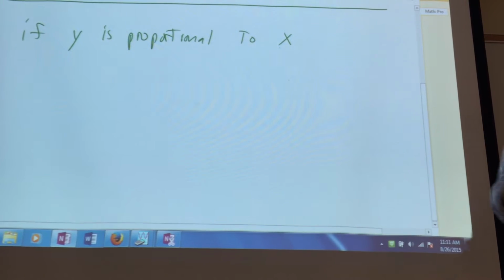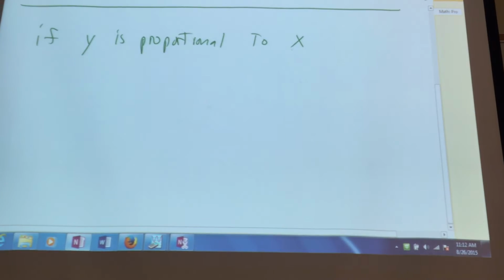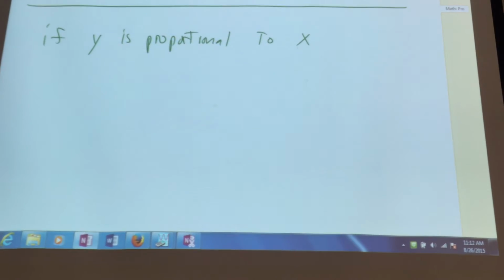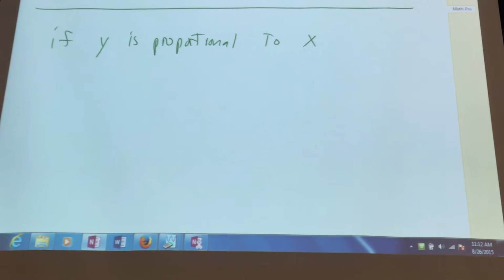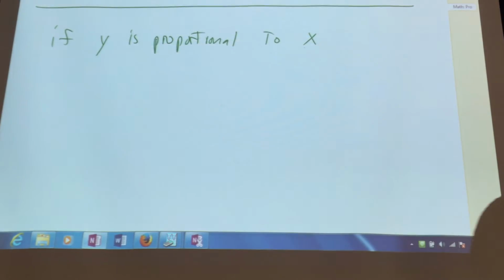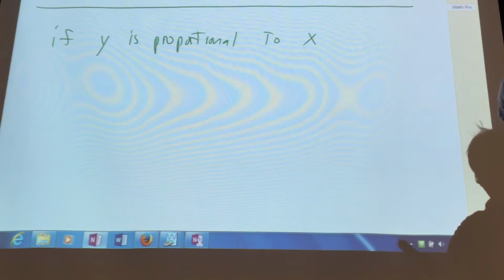If x goes up, y goes up. And the opposite way. If x goes down, y goes down. Proportionality. Should I mention the equation that demonstrates this? An equation that demonstrates this, please do.